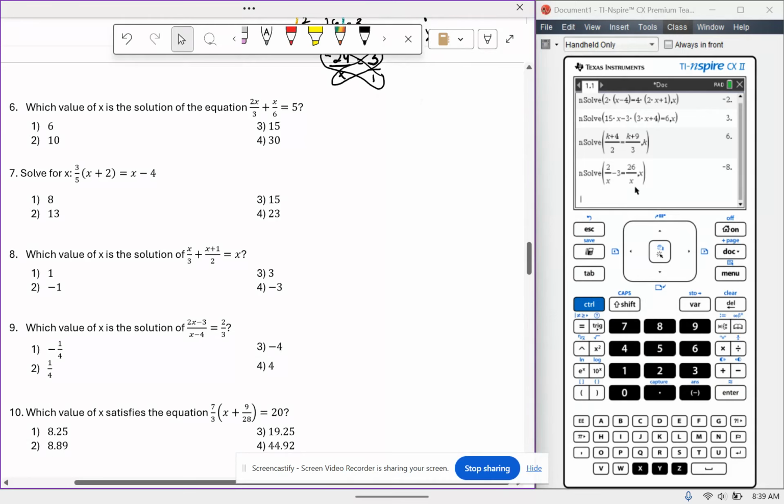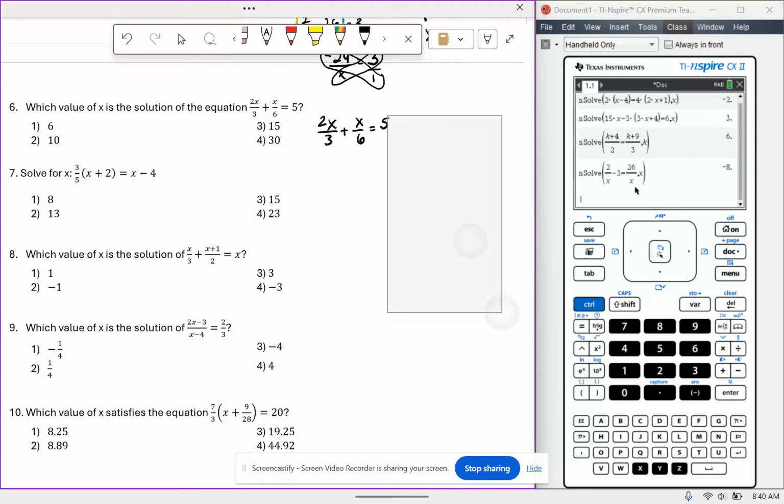Let's look at 6. It says, which value of x is the solution of the equation 2x over 3 plus x over 6 equals 5. So in this case, I have all numbers in the denominator. So I'm going to put this other integer over here over 1. So now I have a denominator for everything. So what I'm going to want to do here is scale up to the LCD. The LCD is going to be 6 in this case.